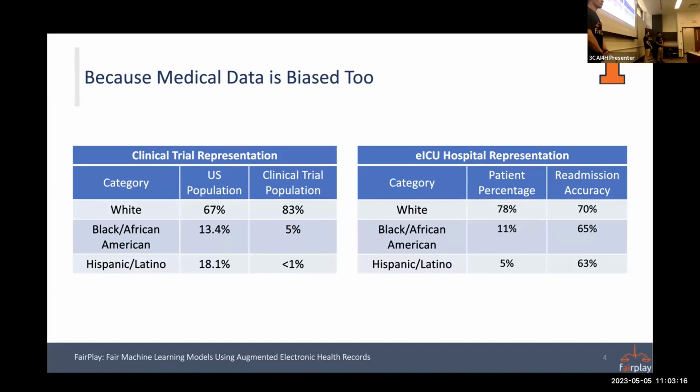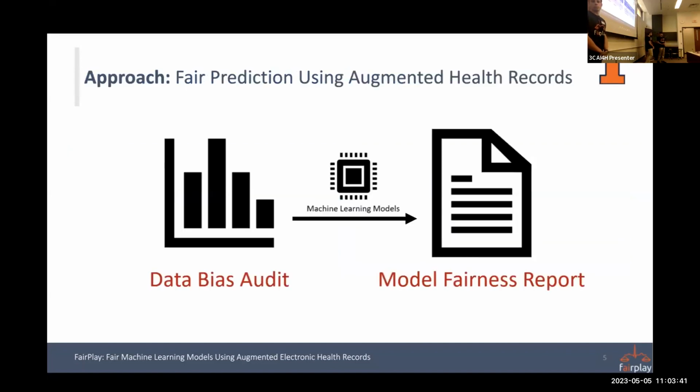And then on the table on the right, we see, again, this is data that we took from a data set to put into our model. 78% of the patients in that set were white, and that led to a noticeable difference in accuracy in predicting readmission for these patients. So the way we want to approach this is by bridging that gap in representation between different patient populations. And Brandon will explain how we look to do that.